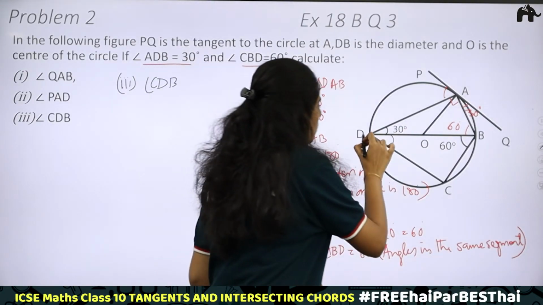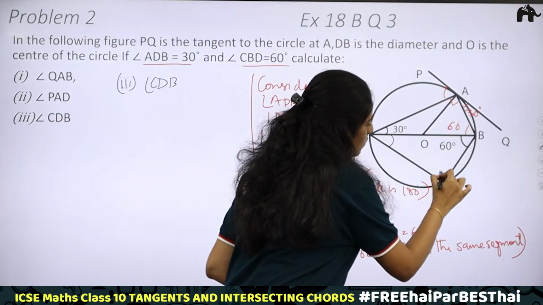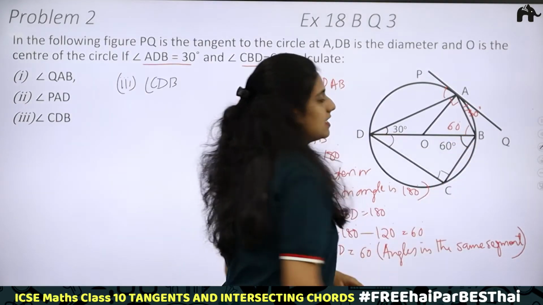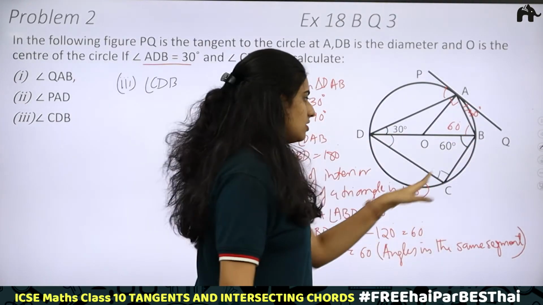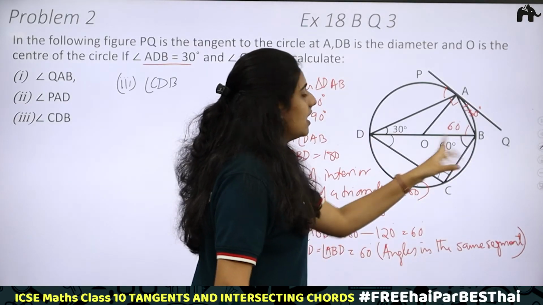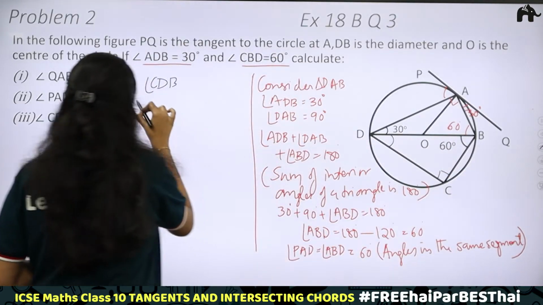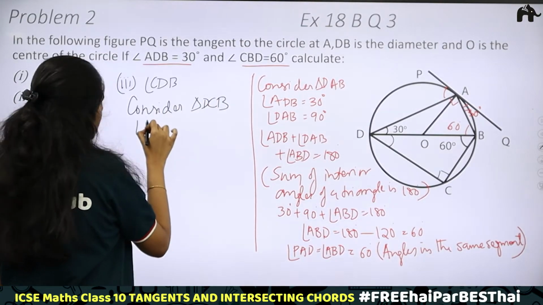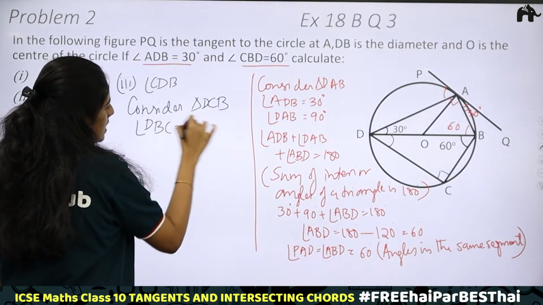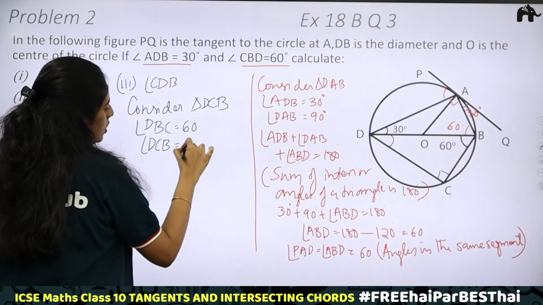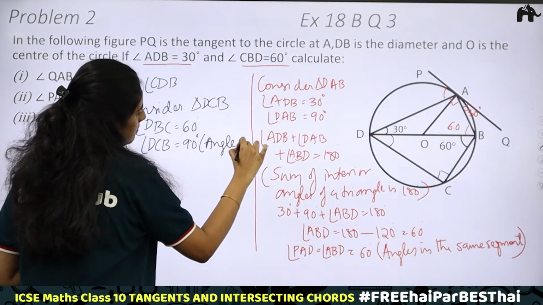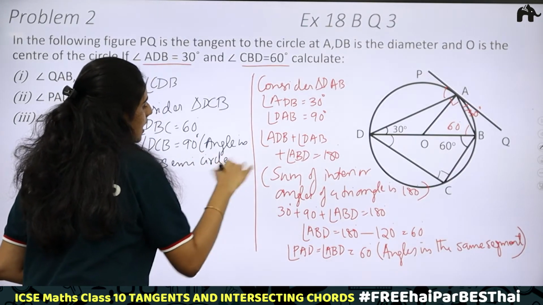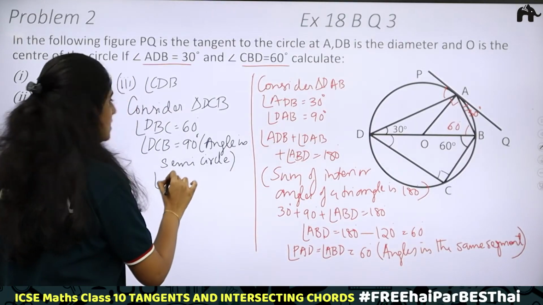This is very easy. We already know DBC. Then this angle will be 90 degree. What is the reason? Again, this is diameter. DB is diameter. And DCB is an angle that is subtended by diameter on the circumference of circle or the angle in a semicircle. We have consider triangle DCB, angle DBC is equal to 60 degree, angle DCB is equal to 90 degree, reason angle in semicircle. So wherever required you have to put the reason. Never forget angle in semicircle. Then we can find CDB.